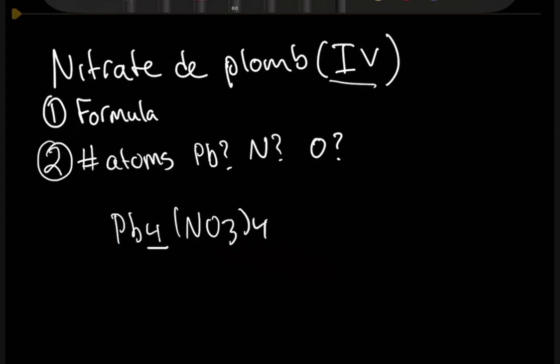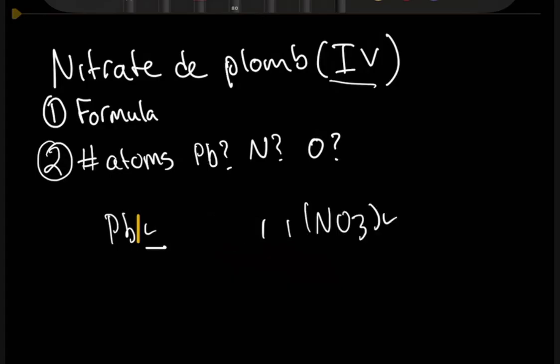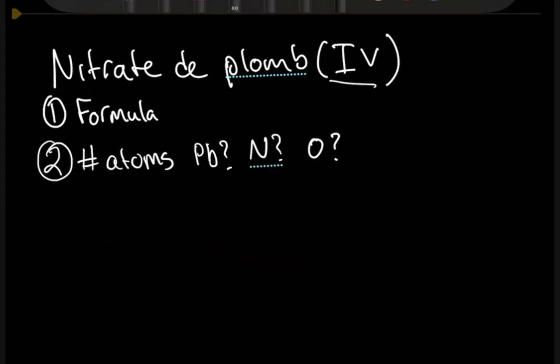If you put something here, it makes me think that there's 4 Pbs, right? So just Pb and then NO3, and then what do we need? How many NO3s do you have? 4. This number always tells you how many you have. The charge is not part of the equation. You know why that is?